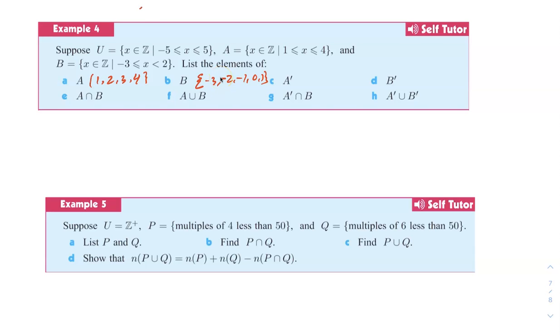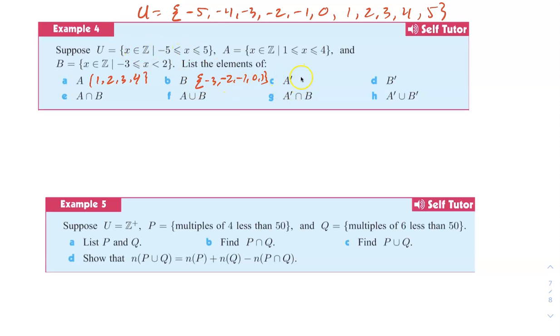I think it helps if we do the universe. So we're starting at -5 and going all the way to 5. So -5, -4, -3, -2, -1, 0, 1, 2, 3, 4, 5. Like that. Right, so that's my universe. A is only from 1 to 4. B is from -3 to 1.